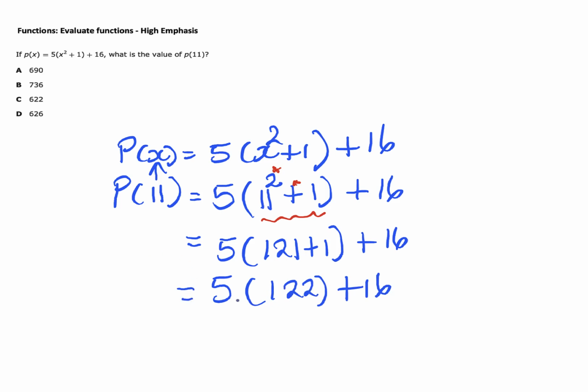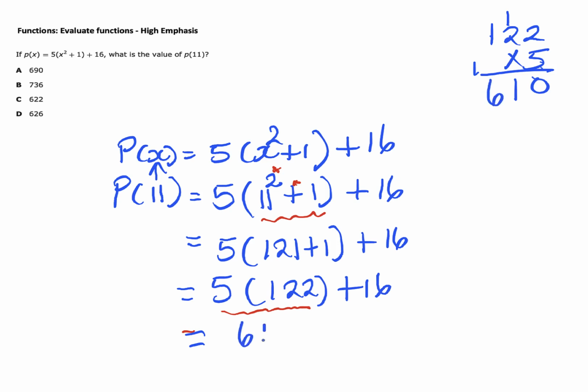What do you have? You have multiplication and addition. So who would be first? Multiplication. Now this is pretty simple. You can go on the side and you can take 122 times 5. That's 10. That's 10 again, plus 1 is 11. That's 5 and 1 is 5 and 1 is 6. So that's 610. And then you have to add 16.